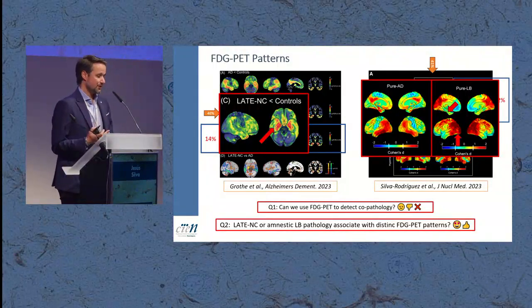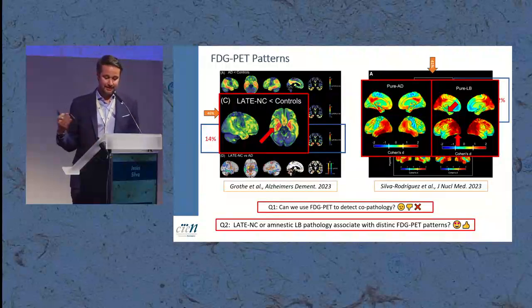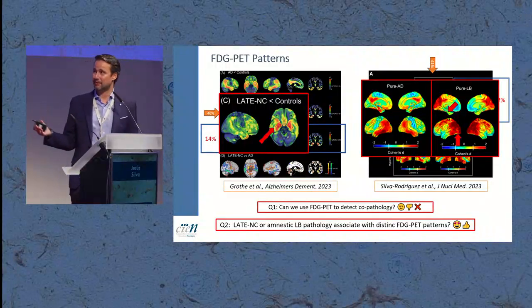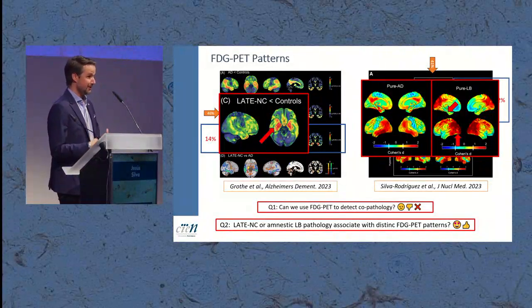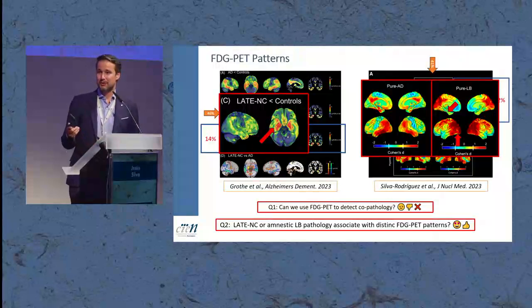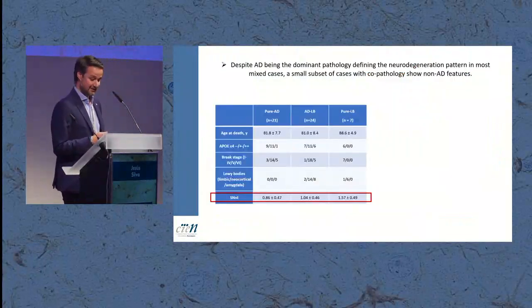So to the second question, will LATE-NC or amnestic Lewy body pathology associate with distinct FDG PET patterns, even in these very amnestic populations? We would expect that this is the case.